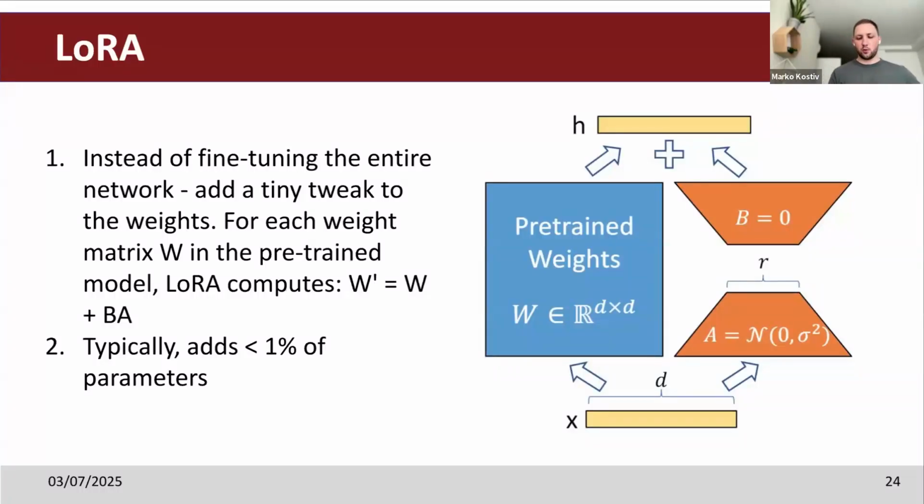LoRA is used both in computer vision and also in natural language processing and LLMs. But the idea is that you add a tiny tweak to the weights. For each weight matrix W in the pre-trained model, LoRA computes a new weight, which is W plus BA, which typically adds just 1% of the parameters. You freeze all of the weights, you just slightly tweak them, and this is enough to learn new styles, and enough to fine-tune the network for your particular use case.